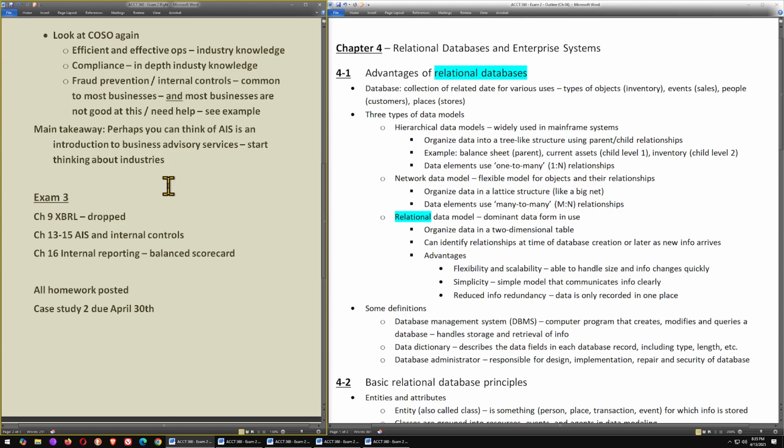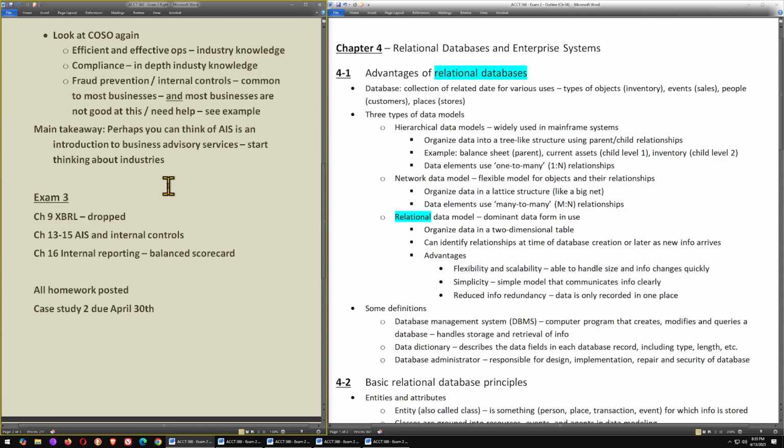And what do we have? We've got 4 more chapters. We'll have 13 through 15, which basically talk about AIS and computers and internal controls. And as you've noticed, all of these chapters are not super heavy, dense information. It's really just a survey of information.